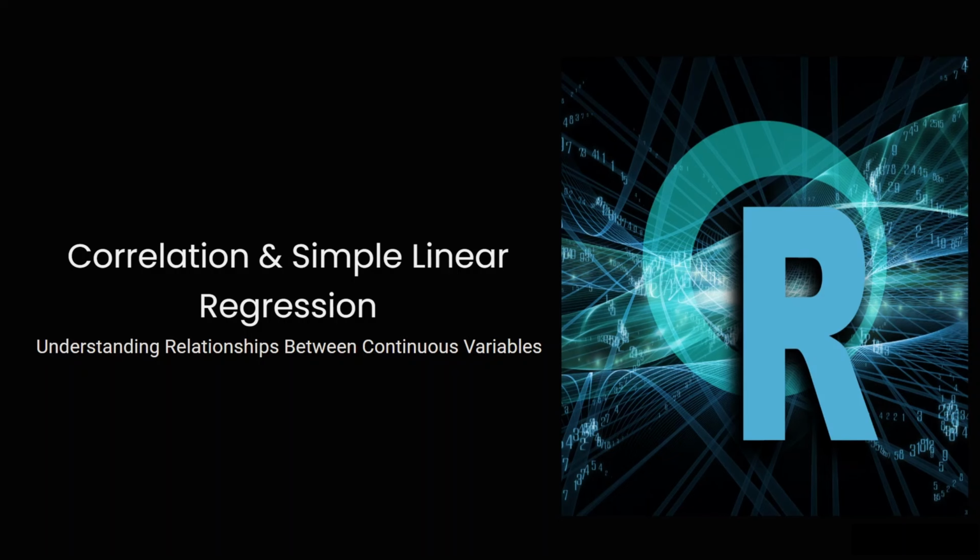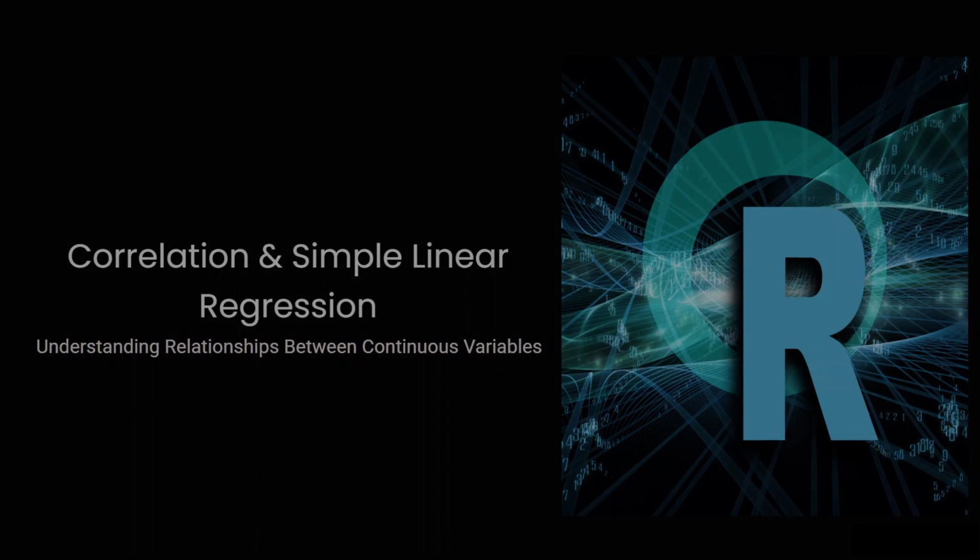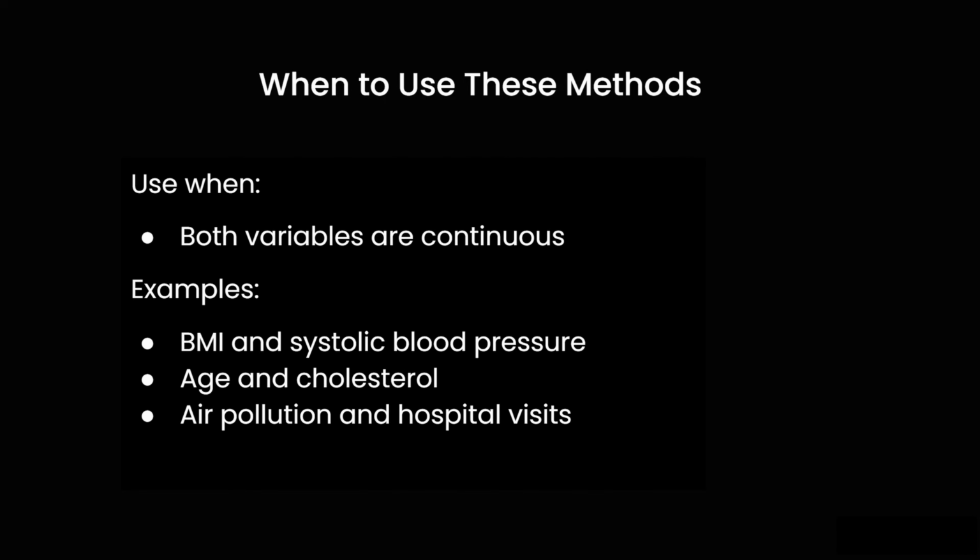In public health research, we are often interested in understanding how two continuous variables are related. For example, does blood pressure increase as BMI increases? Do cholesterol levels rise with age? To answer these questions, we use scatter plots, correlation analysis, and simple linear regression.